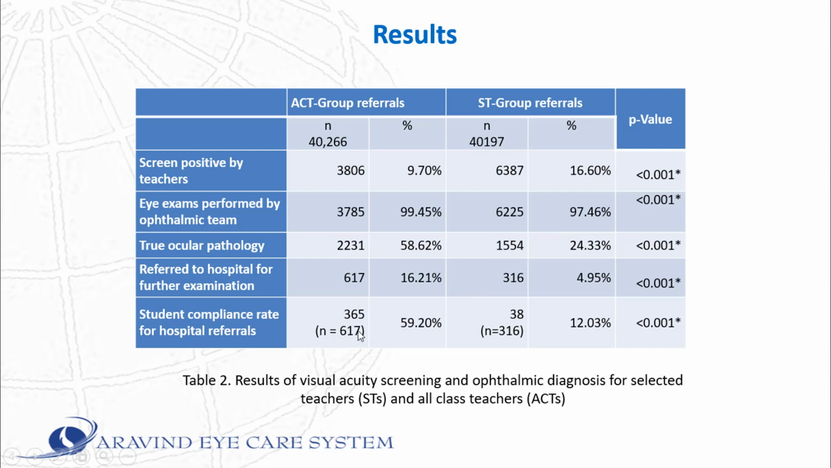Again, when you see the compliance, when they were referred to the base hospital, almost 59.2% turned out to the base hospital in the all-class teacher model, and in the selected group, only 12% turned out to the hospital. So you can understand how connected the class teacher is with the student and the parent.